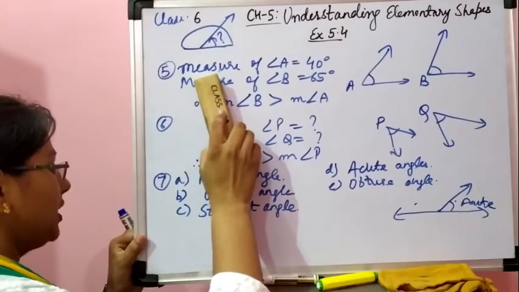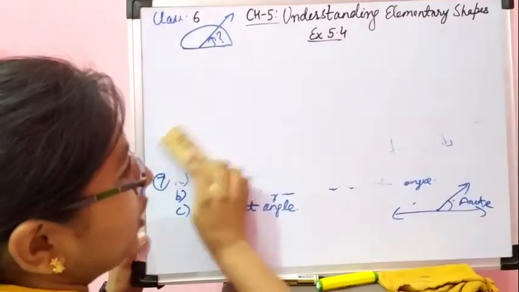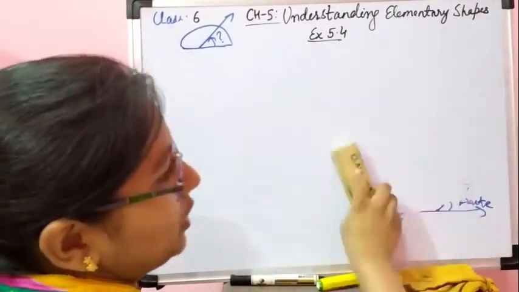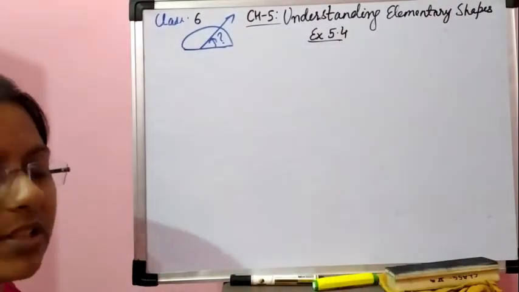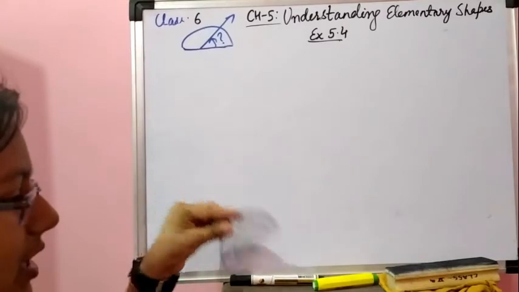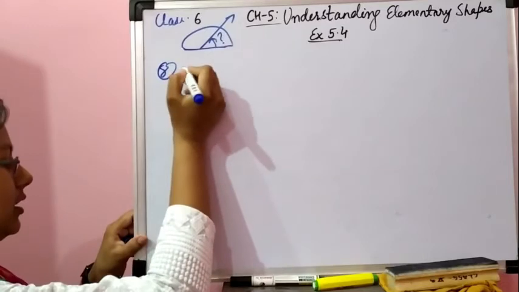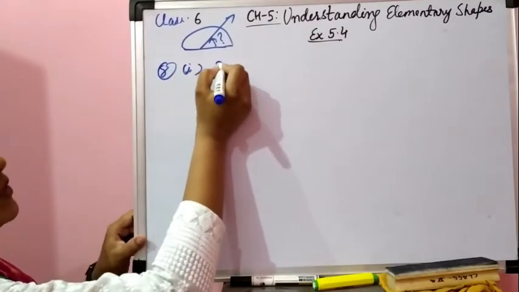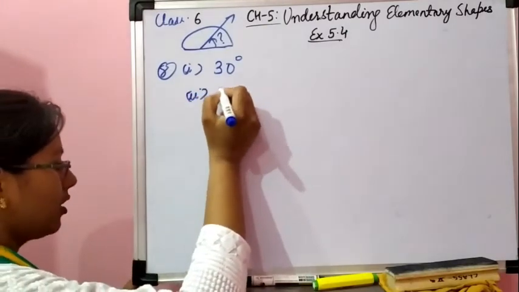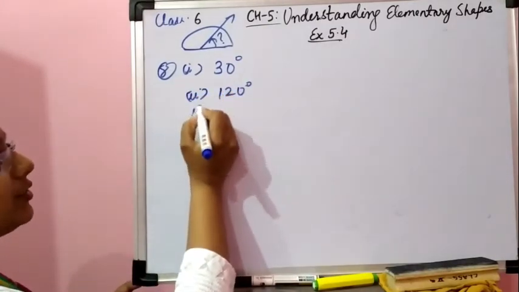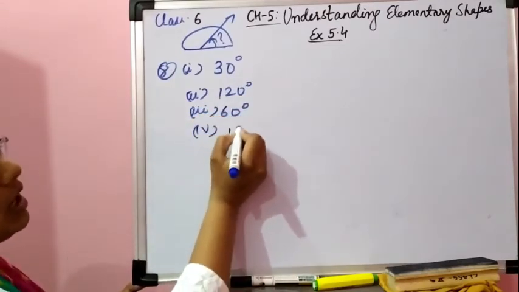You have to do it with the help of a protector. First you can estimate the angle, how much it will be. It can be acute, it can be obtuse. So first estimate the result and then confirm your result by actually measuring with the protector. Okay, in the 8th question, the answer of the first will be 30 degrees, the answer of the second will be 120 degrees, the answer of the third part will be 60 degrees and the answer of the fourth will be 150 degrees.